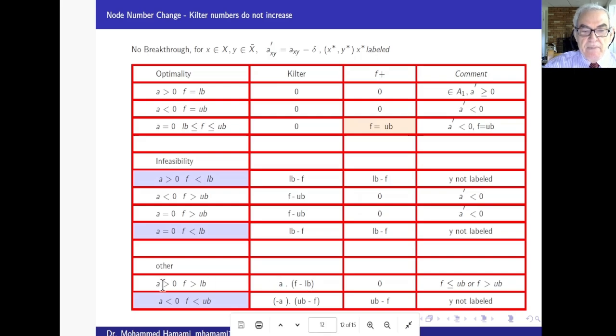If A prime is equal to 0 and F is bigger than UB, so I go to this case, A prime equal to 0 and F bigger than LB, then the Kilter number there is F minus UB, right? But F minus UB is less or equal to F minus LB, which is itself less than A times F minus LB. So here I see a decrease in the Kilter number.